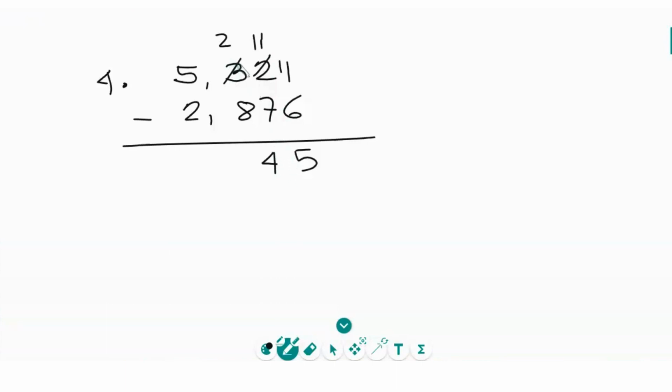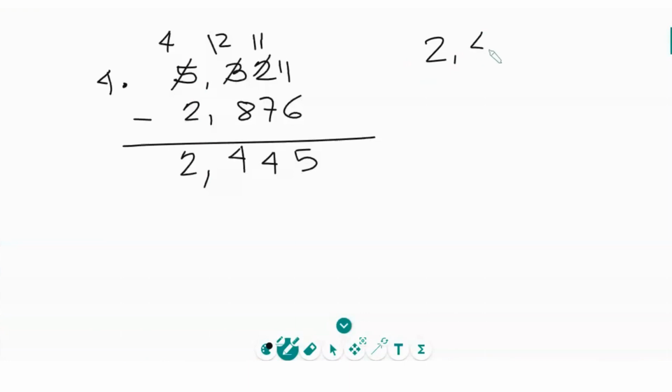Okay, so also 3 becomes 2, and 2 is smaller than 8. So 2 will become 12, and 5 will become 4. 12 minus 8 will give us 4. Okay, and 4 minus 2 will give us 2. So let's check our answer if it is correct.